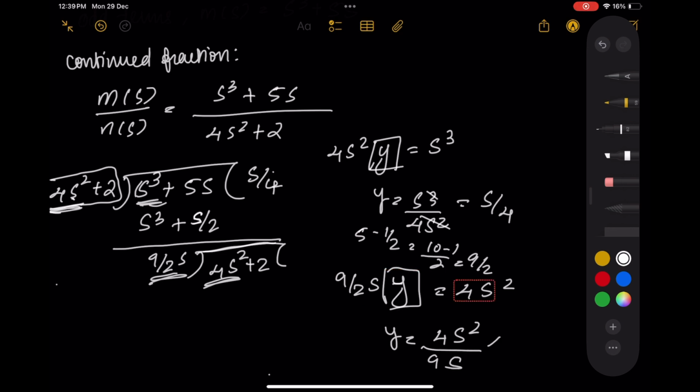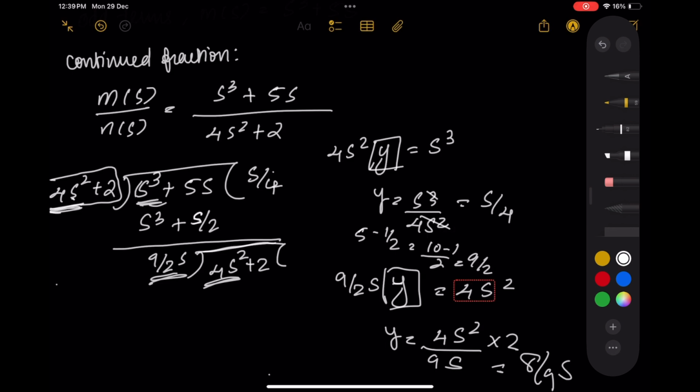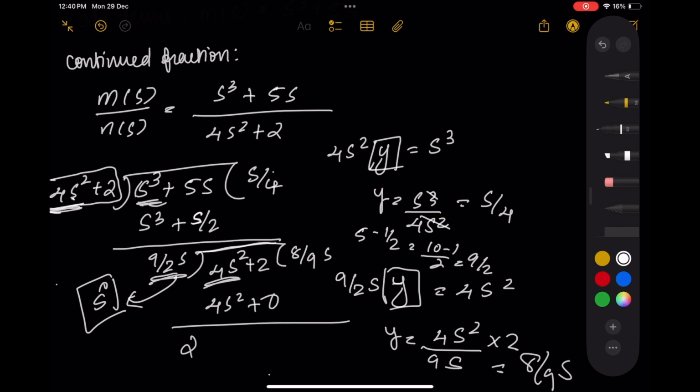So that value will be 4s square by 9s into 2, that is 8 by 9s. So I'm writing 8 by 9s here. If I multiply 9 by 2s with 8 by 9s, I'll get 4s square. So 4s square is cancelled, and there is no term for s raised to 0 here. There is only s raised to 1, so there won't be any other value. The other value will be 0. So the remainder is just 2.